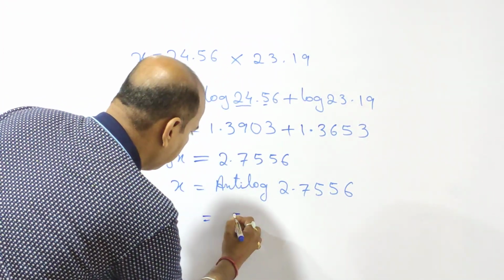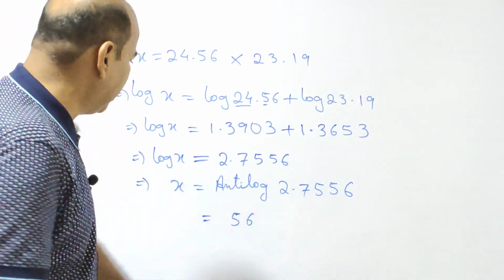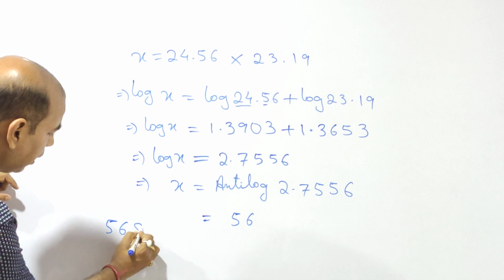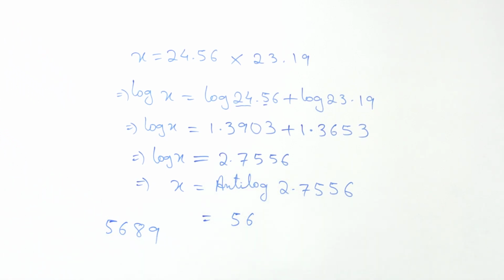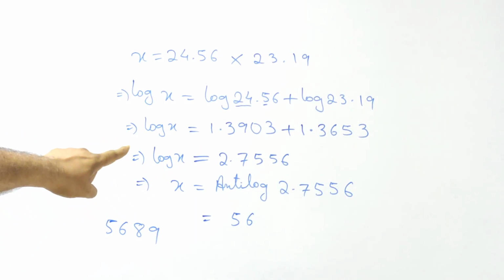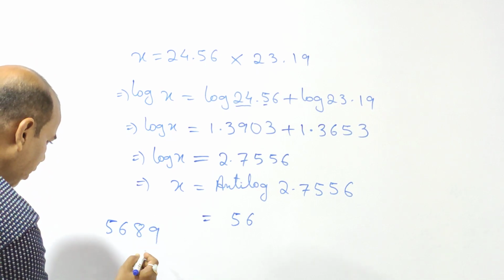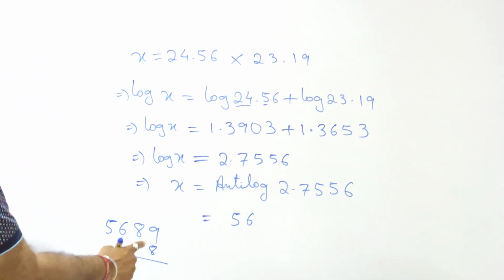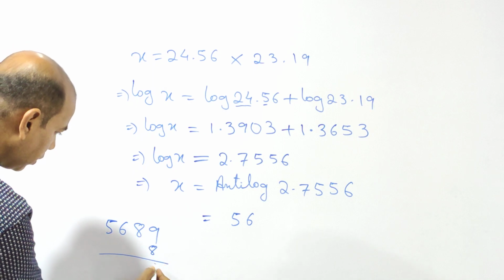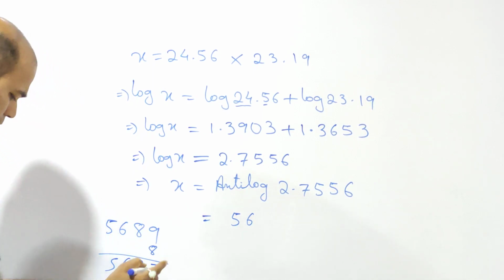It is 5689, and it's 75. It's 6 is 8. So 5689 and 8. If I add, this is turning out to be 7. This is 965. So 5697.